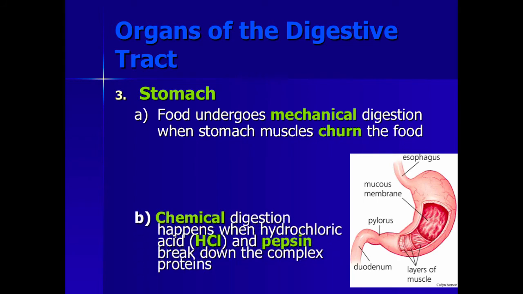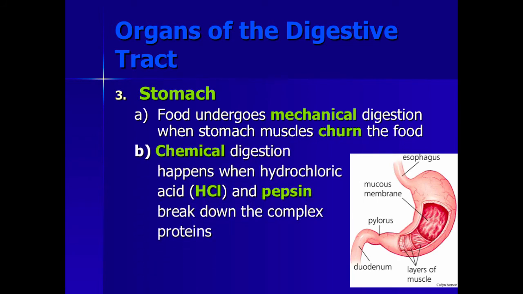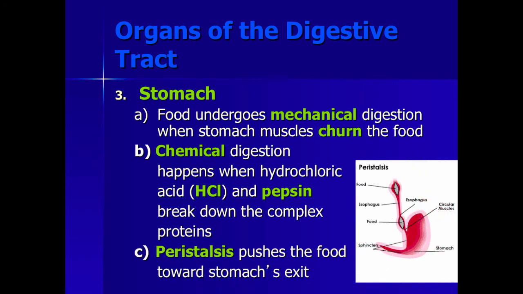Now, once the acid in your stomach, which is hydrochloric acid, starts to break down the food into complex proteins, that is chemical. So again, your stomach, just like your mouth, does both. And then your peristalsis pushes the food towards the stomach's exit.